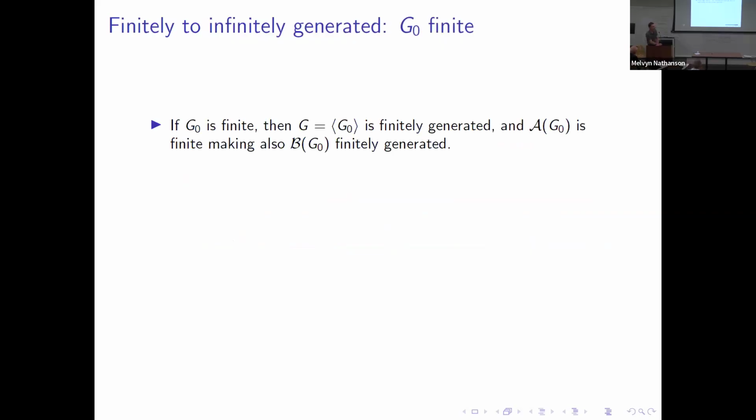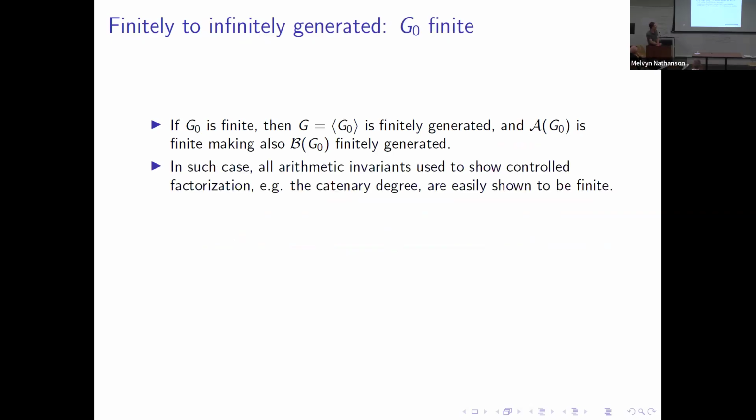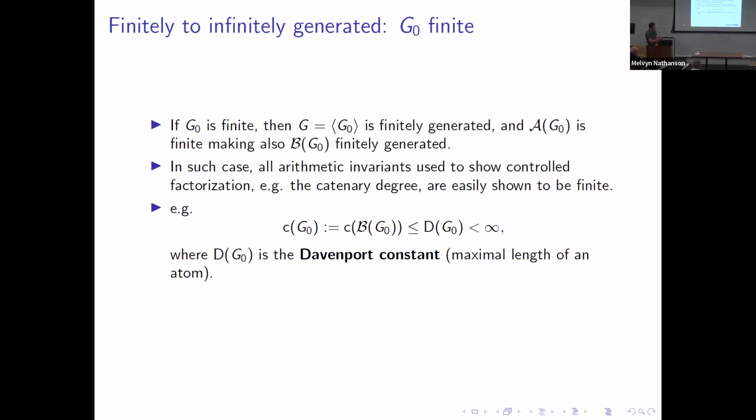So let's briefly review. If G naught is a finite set, as we mentioned in the last talk, then the Davenport constant is finite, and that means the monoid is finitely generated, and all our arithmetic invariants are, for very basic reasons, finite. For instance, you can use the Davenport constant to control the size of the Kätner degree, and it ends up being finite. This is fairly straightforward. In some sense, it's more of interest to measure the size of the invariants here, because we know automatically, from very easy arguments, that everything will be finite in this case.